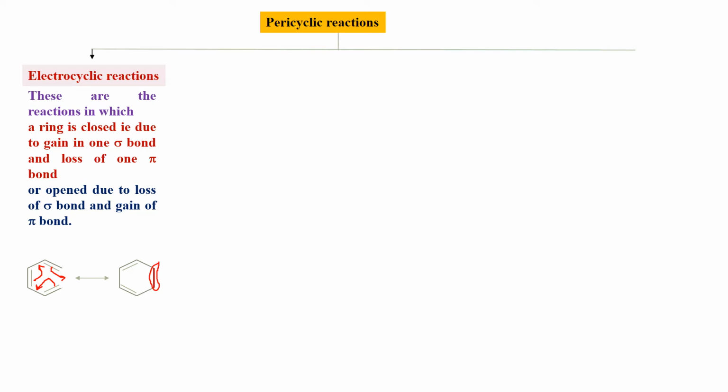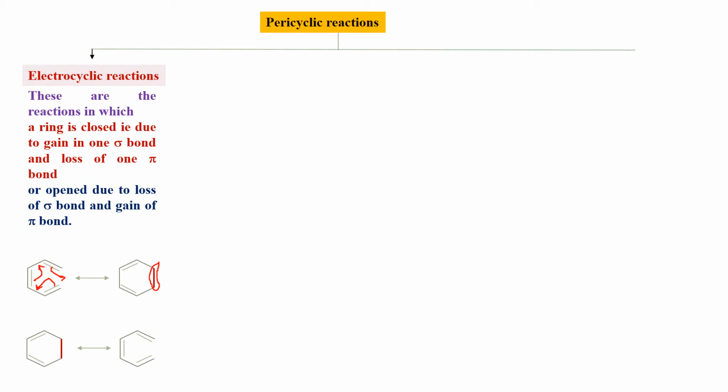Now we can take the reverse example of this. An open chain structure compound is obtained by breaking of a sigma bond, or conversion of a sigma bond into a pi bond. So here the case will be just opposite. There will be a loss of sigma bond and gain of pi bond. Vice versa of the first example.